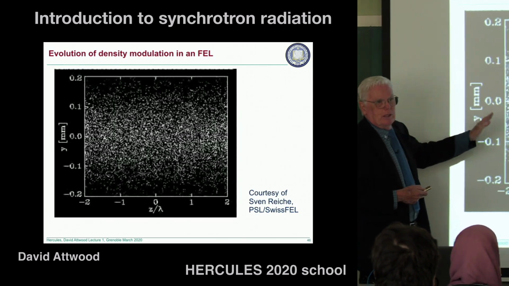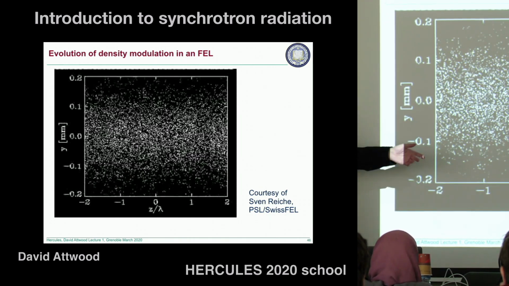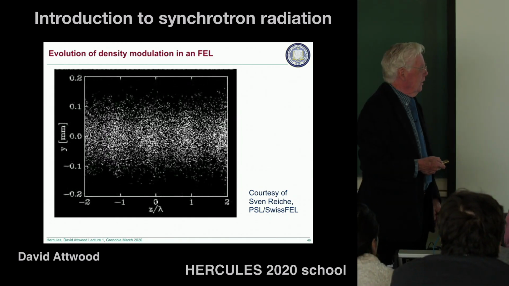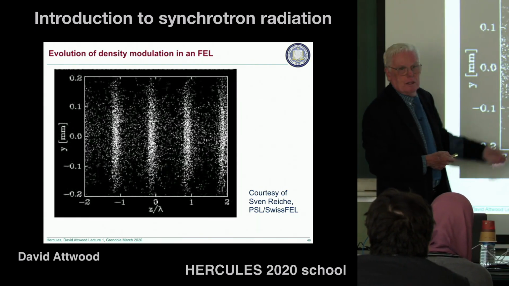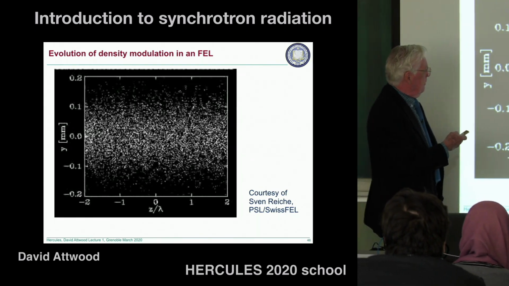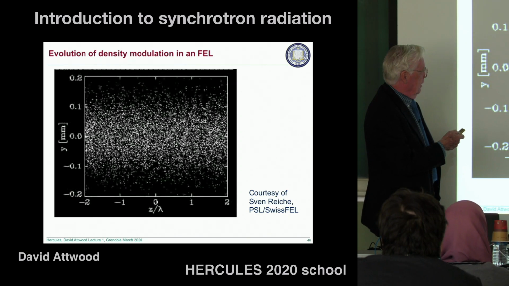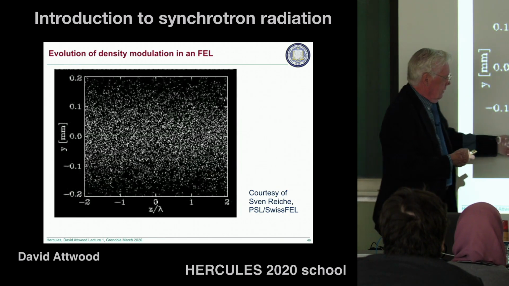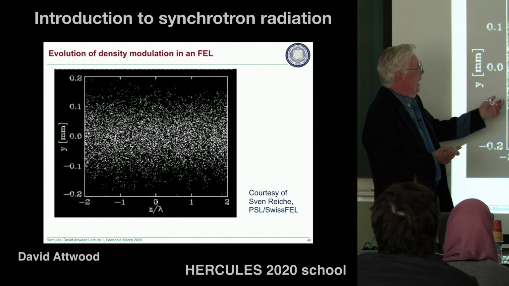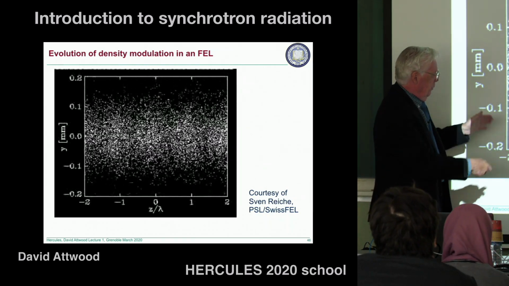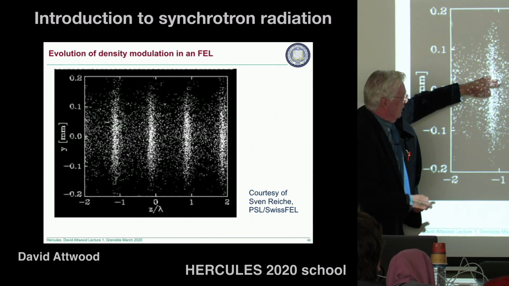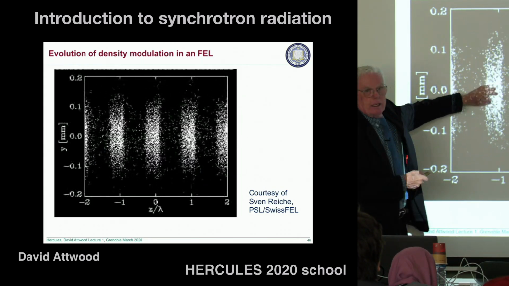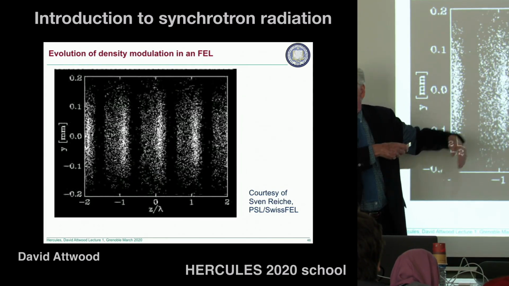This is a movie by Sven Reike. This was also his PhD thesis in Hamburg, and it's showing how the electrons start to, so this is as a function of position. And this is in one period, a few periods of the undulator, and the electron beam is now starting to collapse here into these waves. Okay.